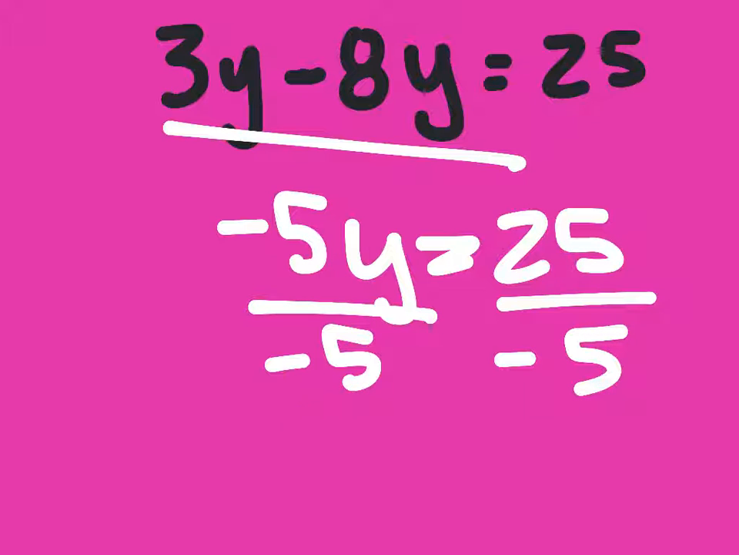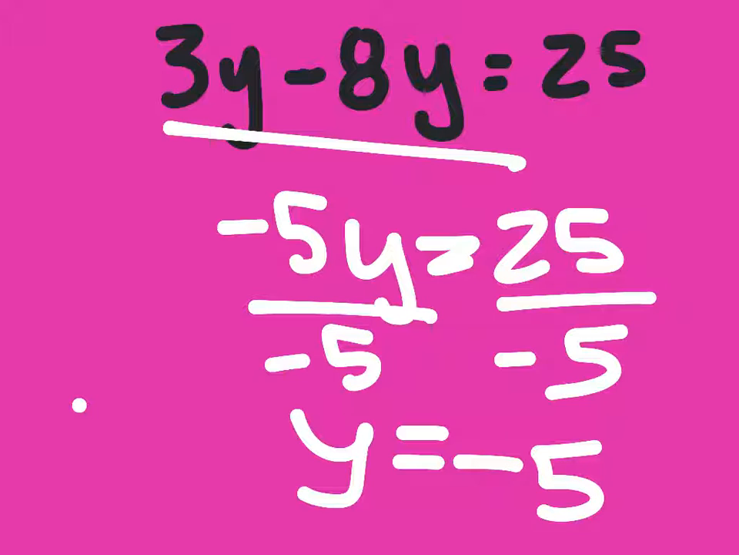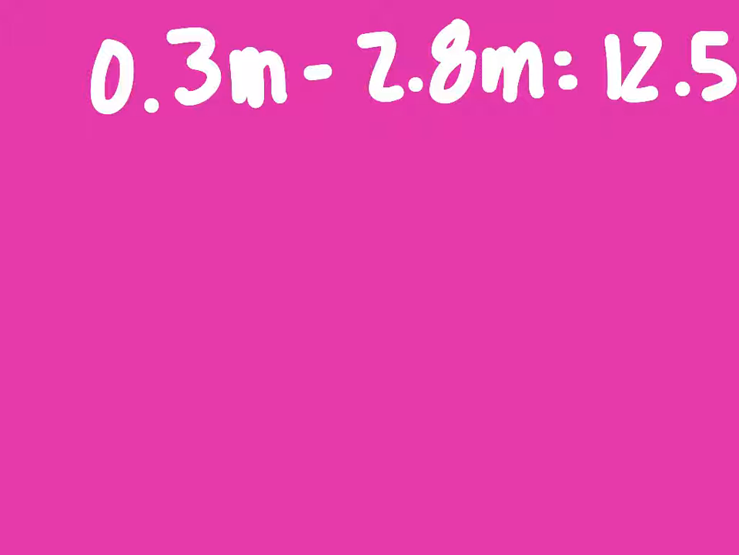Divide by negative 5, y equals negative 5, because these had different signs, so that means that the answer was going to be negative. So plugging it back in, negative 5 times 3 is 15. So negative 15 minus 8 times negative 5, which is 40, equals 25. Does it check out? Yes, it does check. So go ahead and try this one on your own, and when you're ready to check, unpause the video.